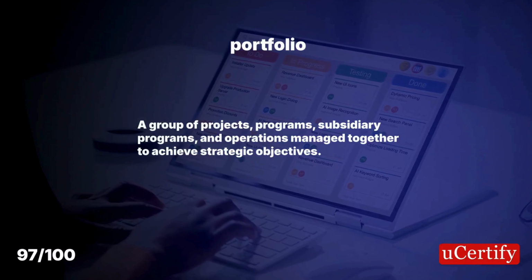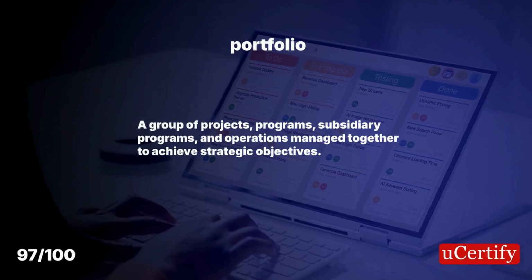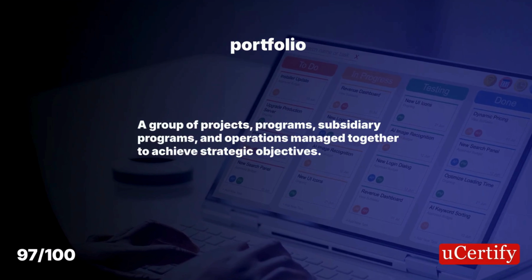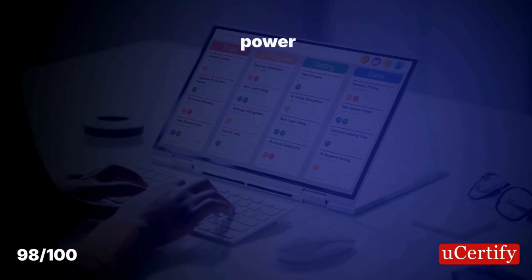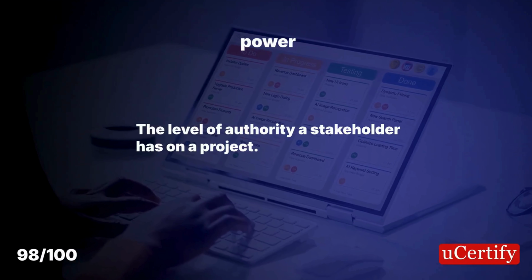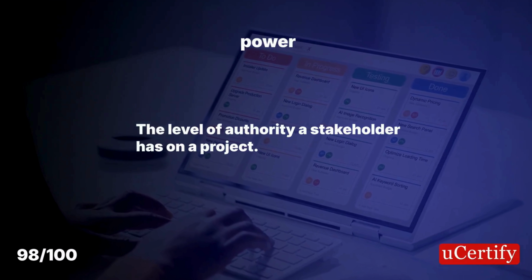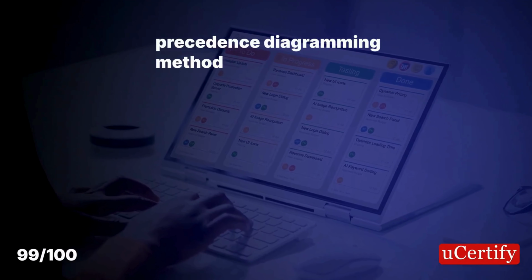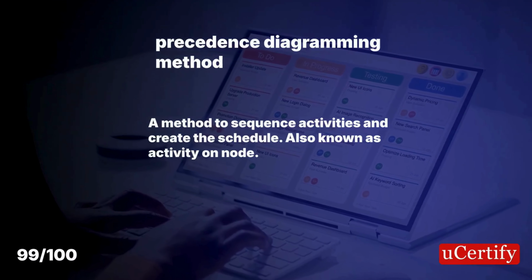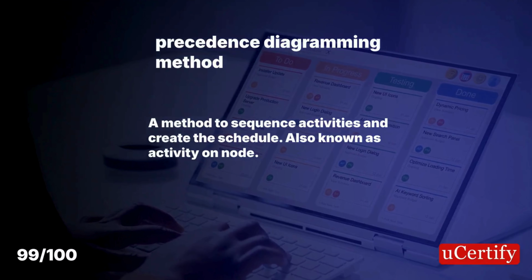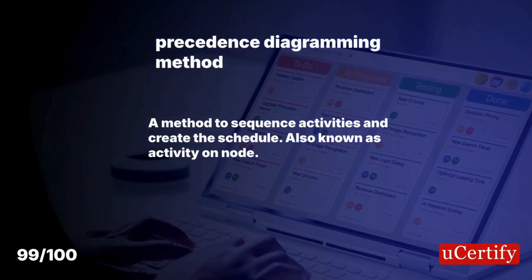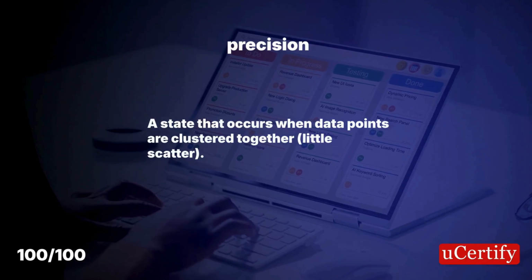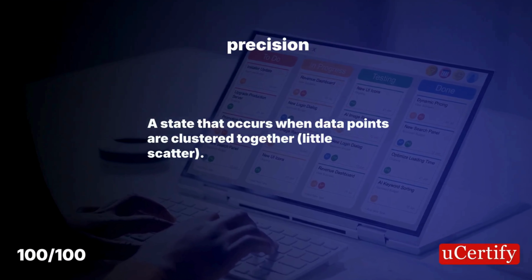Definition: a group of projects, programs, subsidiary programs, and operations managed together to achieve strategic objectives. Term: power. Definition: the level of authority a stakeholder has on a project. Term: precedence diagramming method. Definition: a method to sequence activities and create the schedule, also known as activity on node. Term: precision. Definition: a state that occurs when data points are clustered together, little scatter.